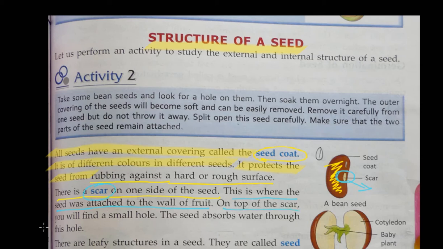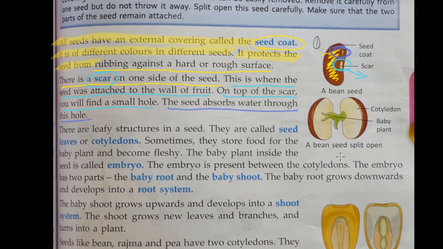On top of the scar, you will find a small hole. Look at this. Here you have a small hole. What is this hole for? The seed absorbs water through this hole. Now the seed needs water to grow, right? A seed cannot grow simply if you keep it on a table. It will not grow. Once you put the seed inside the water or inside the soil, it absorbs water inside, and then it starts growing.